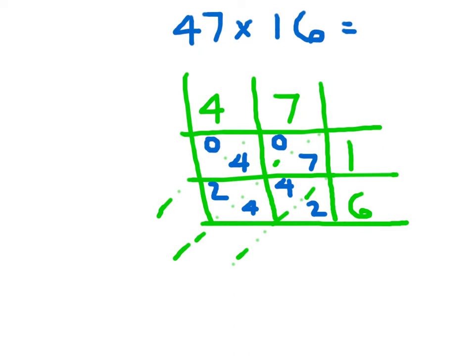Adding those along the diagonals, I'll start in the ones place, which is 2. And then 7 plus 4, which is 11, plus 4, which is 15. So I place a 5, and I regroup the 1. 1 plus 0 is 1, plus 4 is 5, plus 2 more is 7. And then this is a 0 here, so I do not need to do anything. That is 752, which is my answer. 47 times 16 equals 752.